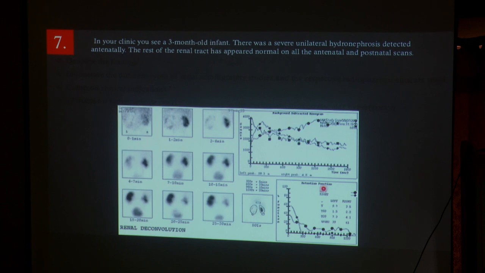So that's the next case. This is a 3-month-old infant presenting with severe unilateral hydronephrosis antenatally. The rest of the renal tract is normal, so the scan has been given. So what is this study? I think all of us know it.